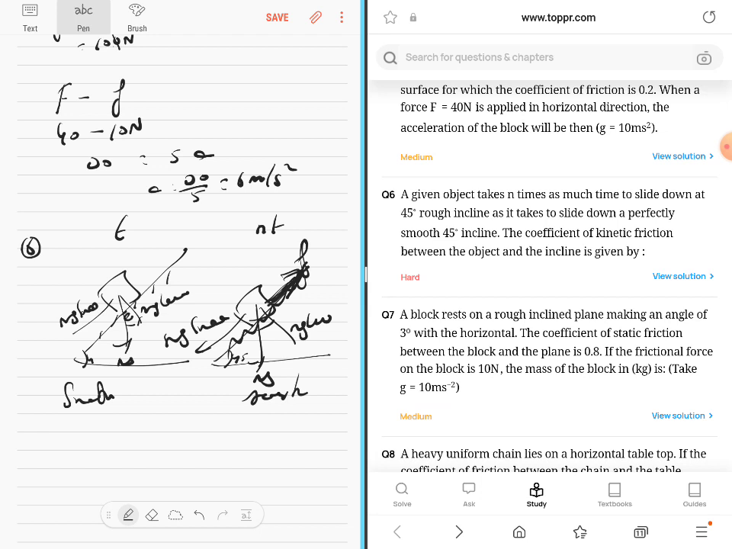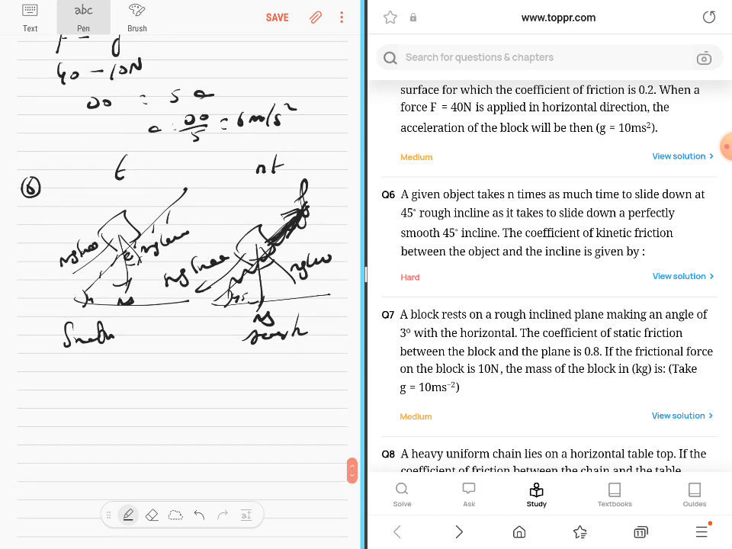Okay, so from the second one we can say that mg sin theta minus frictional force, and you know frictional force is mu into normal reaction.